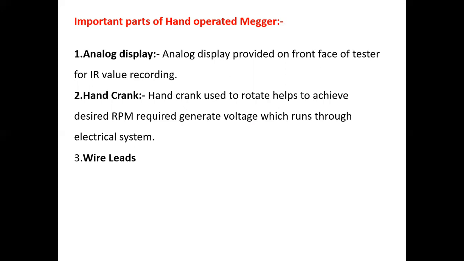This will be rotated up to the desired RPM, which is required to generate the voltage. That is the rated speed of that generator. Third one is wire lead. This will be used to connect to the two points of any winding or any wire whose insulation resistance is to be measured.